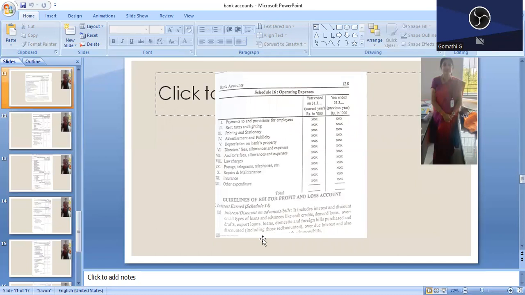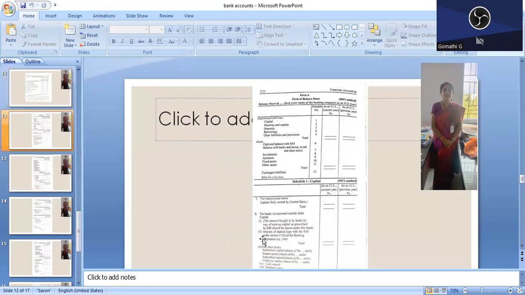Then next one is Form A, the format of the balance sheet. That is totally 12 schedules. The first one is capital, second one is reserves and surplus, third one is deposits, fourth one is borrowings, fifth one is other liabilities and provisions. Next are assets: cash and balances with RBI, balances with banks and money at call and short notice. Next one is investments. Ninth one is advances, 10th one is fixed assets, 11th one is other assets, then the total value. 12th one is contingent liabilities, bills for collection.